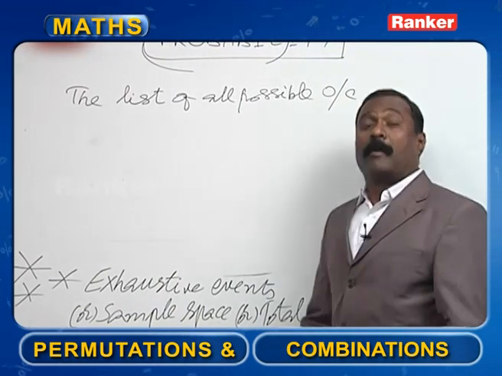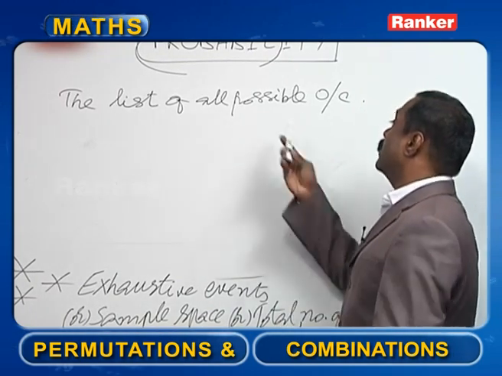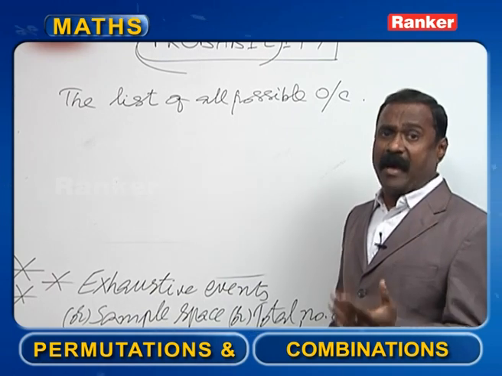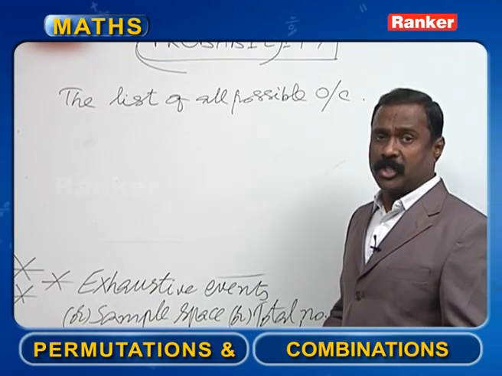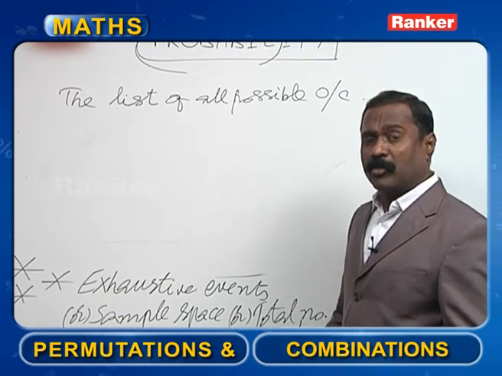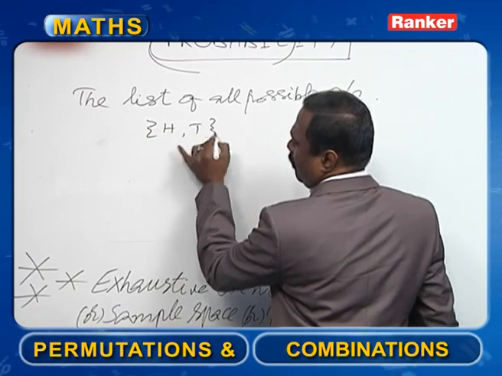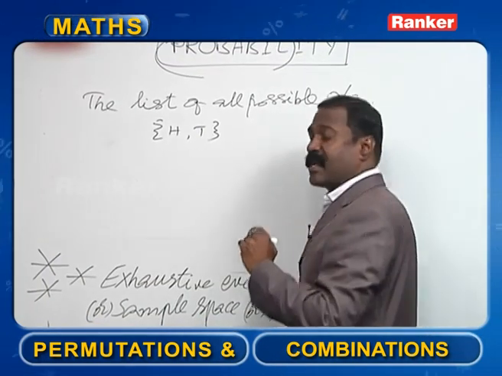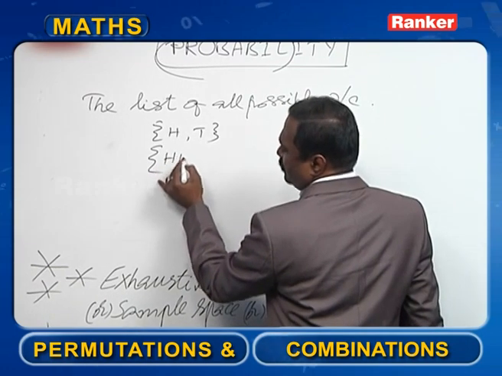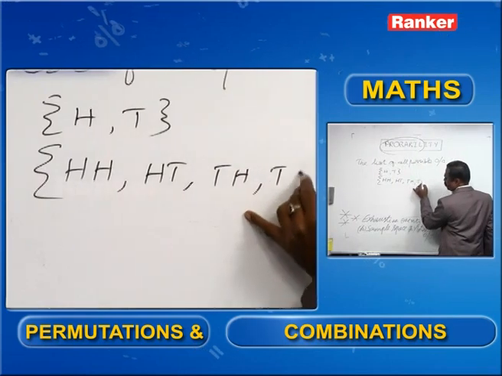The sample space is the list of all possible outcomes, or simply we can say it is the list of all possible results. So if I throw the coin twice, let us take thrice also. If I throw the coin once, it is nothing but either head or tail. If I throw the coin twice, it is HH, HT, TH, TT.